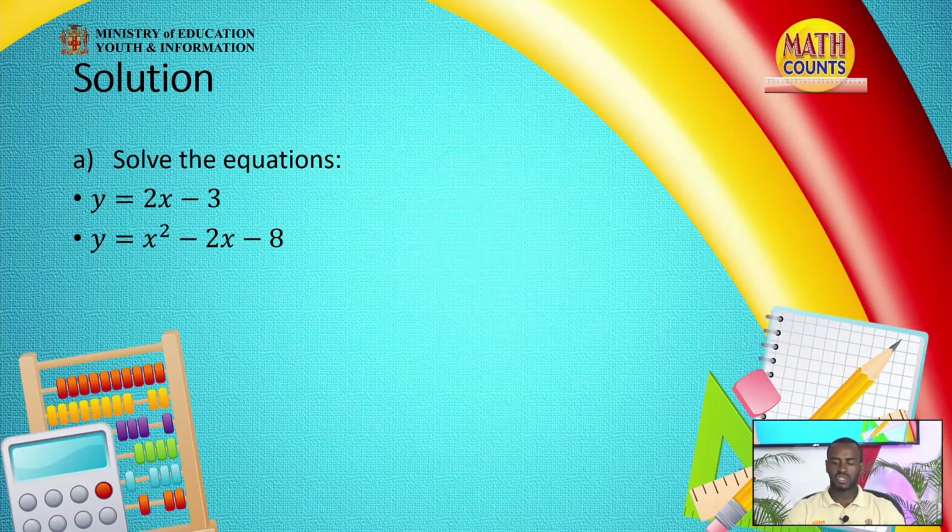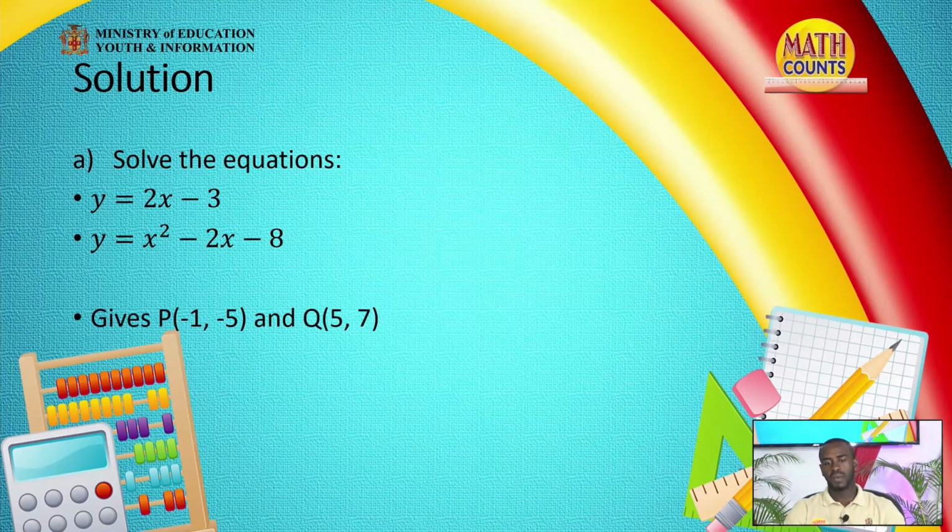When you are finished, compare your answer to what we have here, which is P, -1, -5, and Q, 5, 7. Now, it did not say which one we should use as P or Q. Therefore, you can use anyone as P or as Q. Therefore, we choose any point to represent P and Q. Now, what is next?